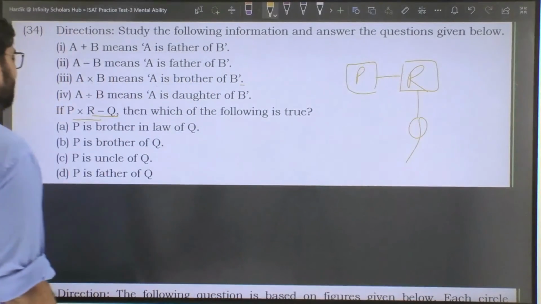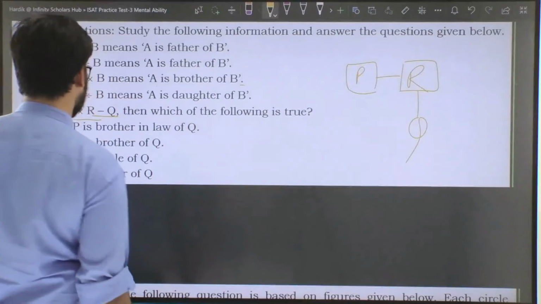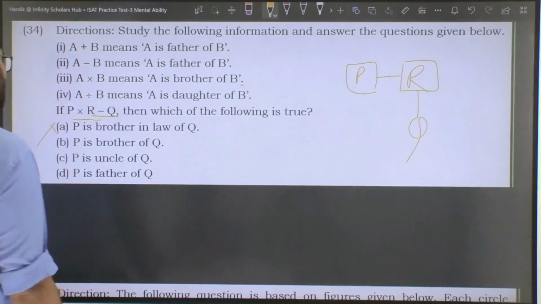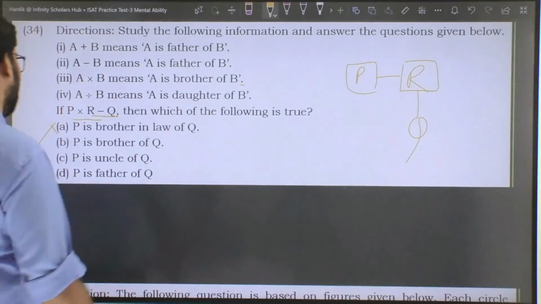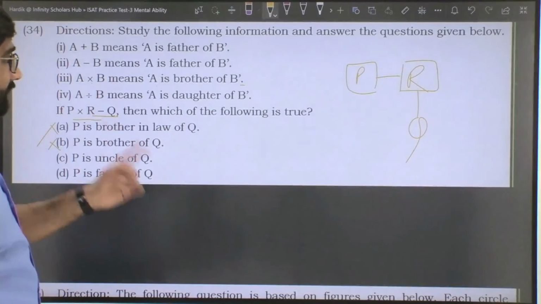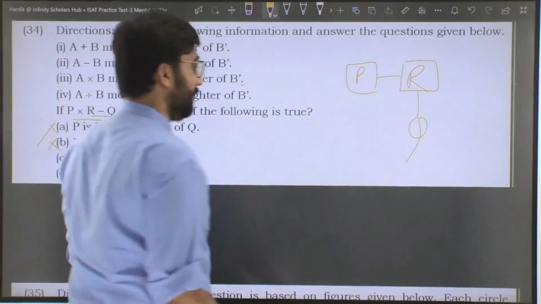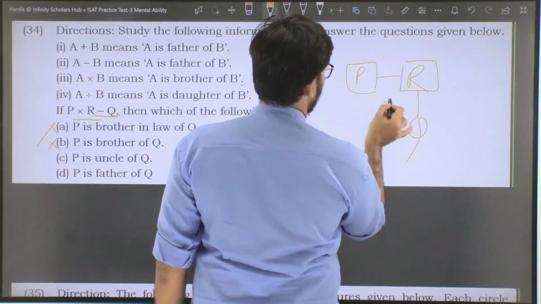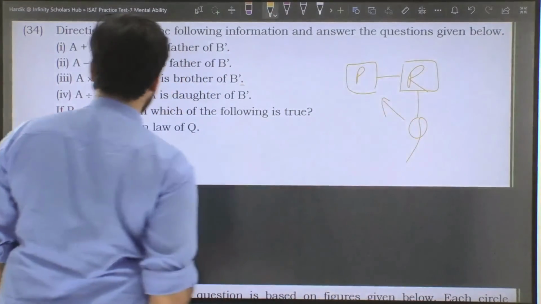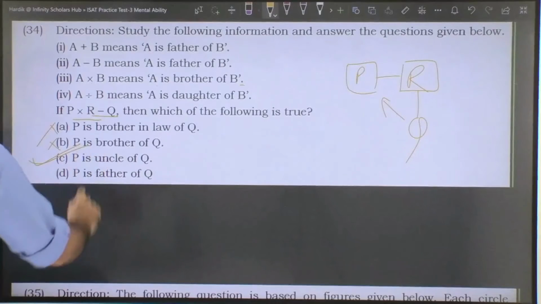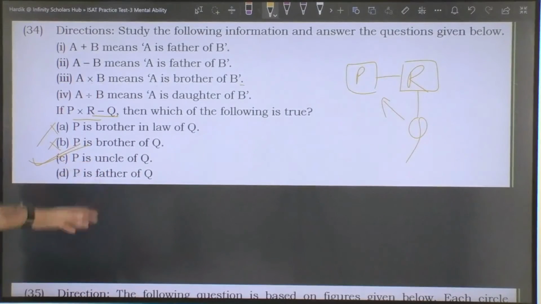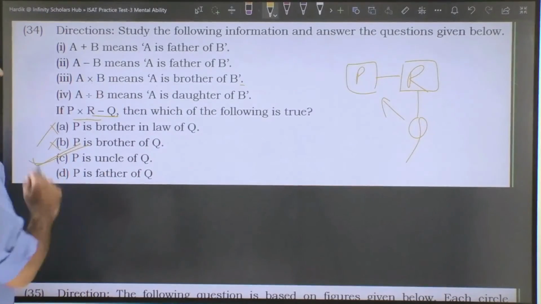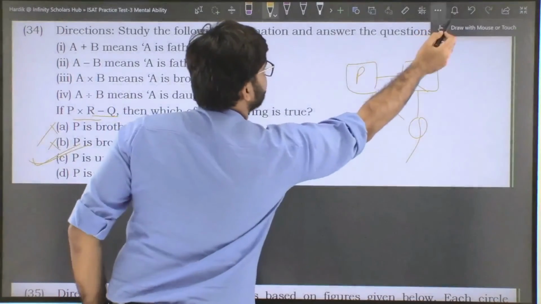And what they have asked in the question, which of the following is true? So P is brother-in-law of Q. Definitely not. P is the brother of Q. That also definitely not. P is the uncle of Q. Yes, this is correct. Because let this Q be a male or a female, P will be his or her uncle. So that means option number C, P is the uncle of Q, is the correct option. And no need to see the other options also, because you got the correct answer, right?